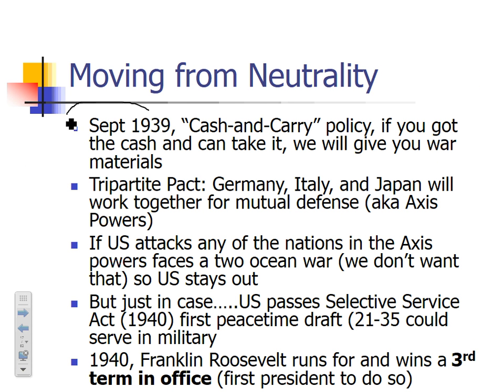So in September of 39, this is right after Germany invades Poland, the United States starts something called the cash and carry policy. Essentially, if you got the cash and you will bring your ships over to the United States, we'll sell weapons. Now, because we are officially neutral, we'll say that we'll sell weapons to anyone, although we're not selling weapons to Germany. In fact, we're not really selling that many weapons to the Soviet Union.